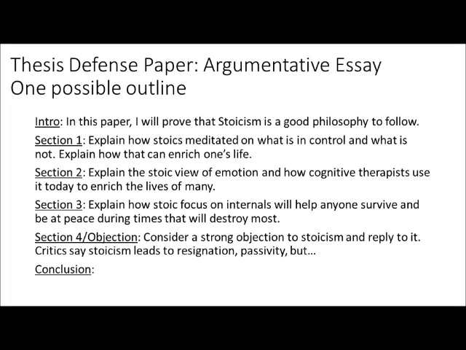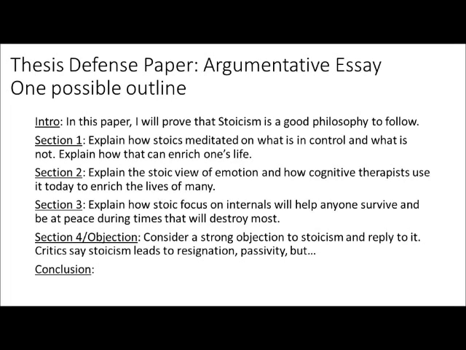And then Section 4, here's something very important in your paper. You should consider at least one objection that the people who disagree with you would bring up. Okay? So this objection that you consider should be the strongest objection of your opposition. So for example, a person who thinks Stoicism is not so great, a person who disagrees with your thesis, they would say, well, Stoicism leads to resignation, passivity. So explain that objection in your paper and then tell me why it's not a great objection, or tell me some way around it. Okay, that gives you further support of your thesis.